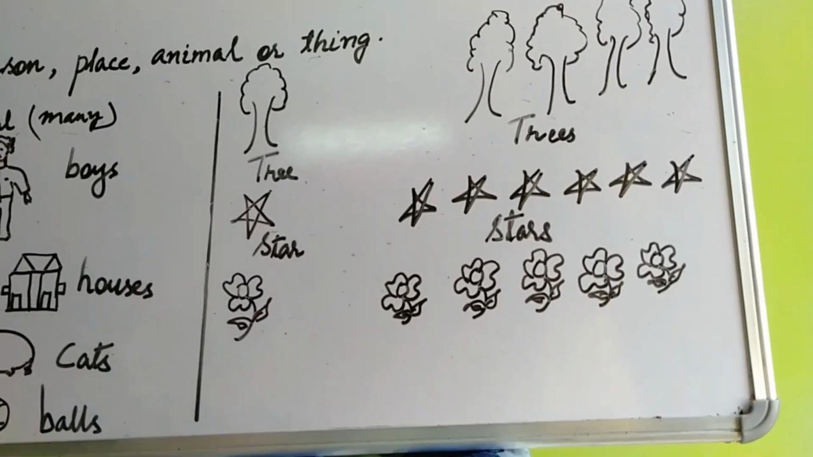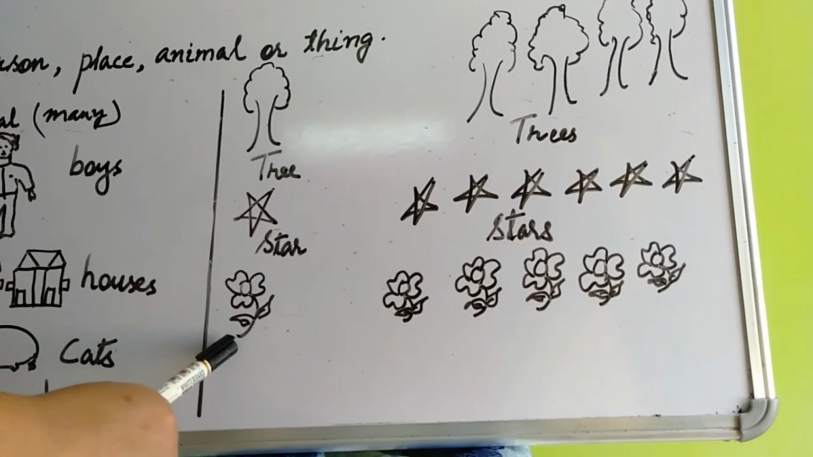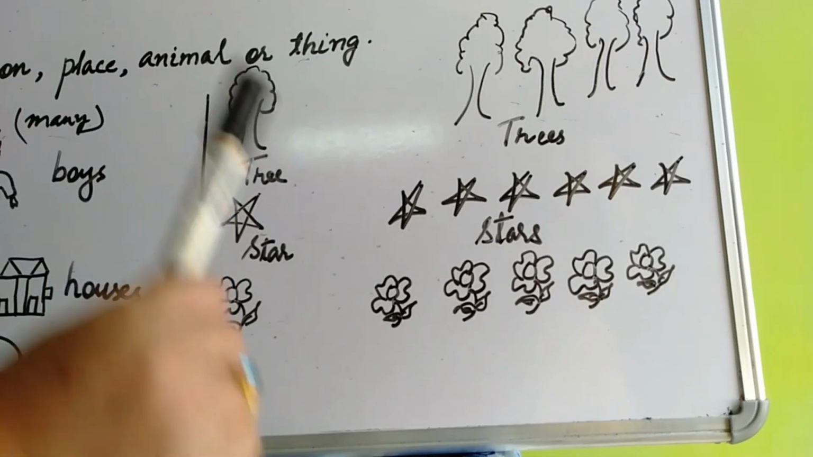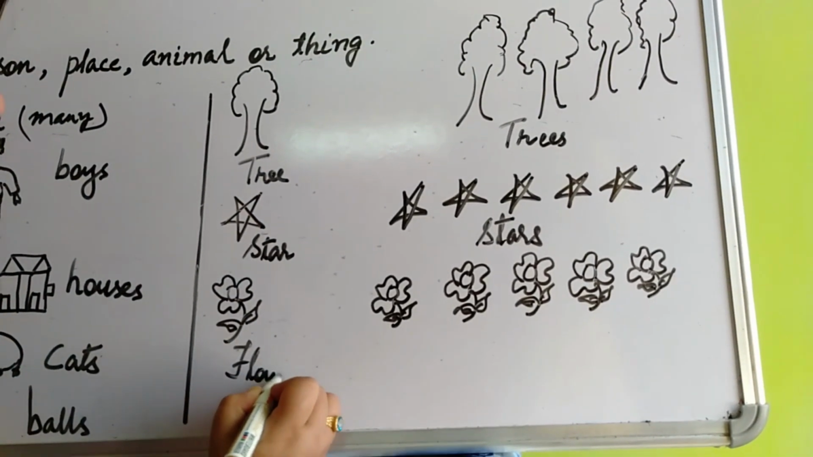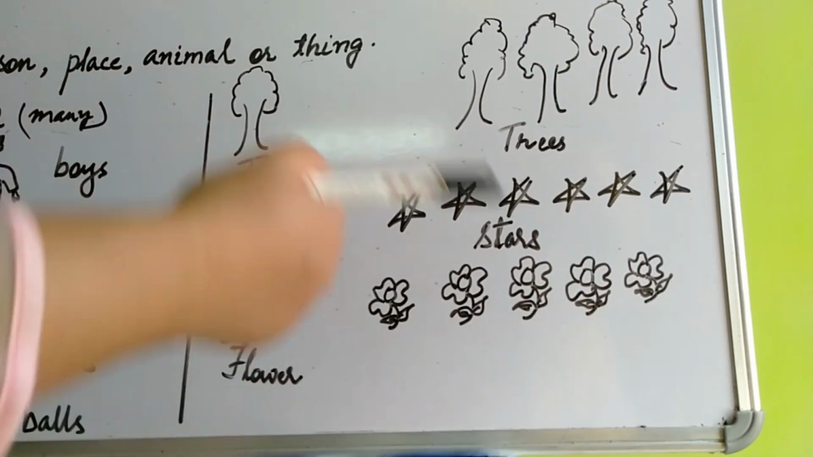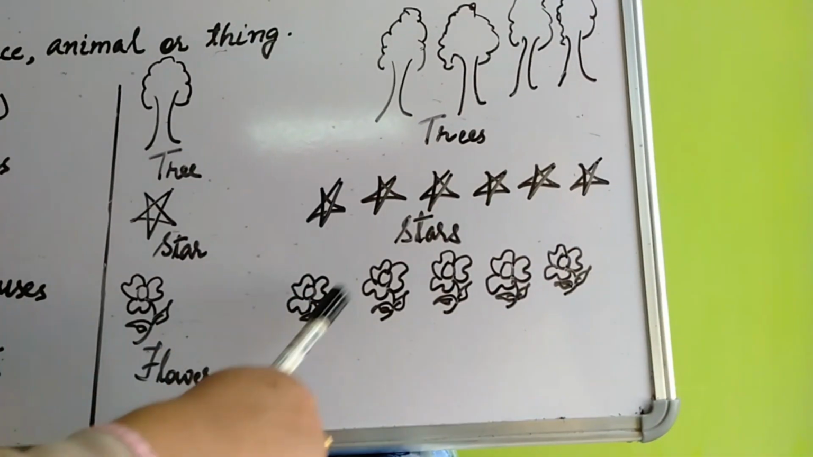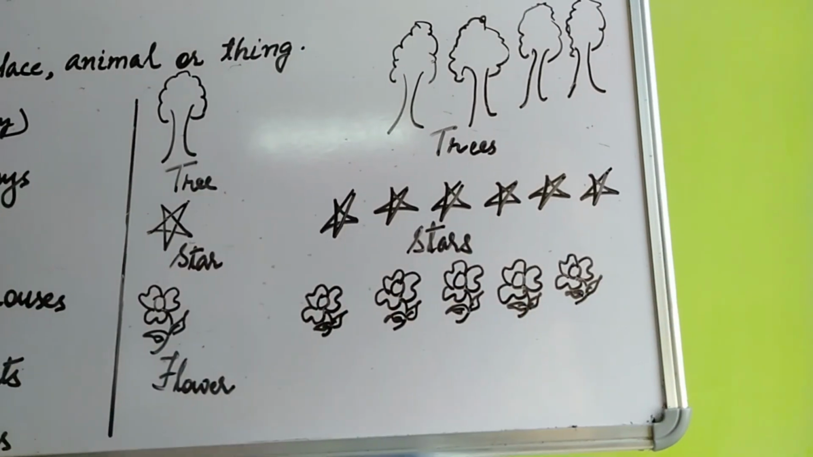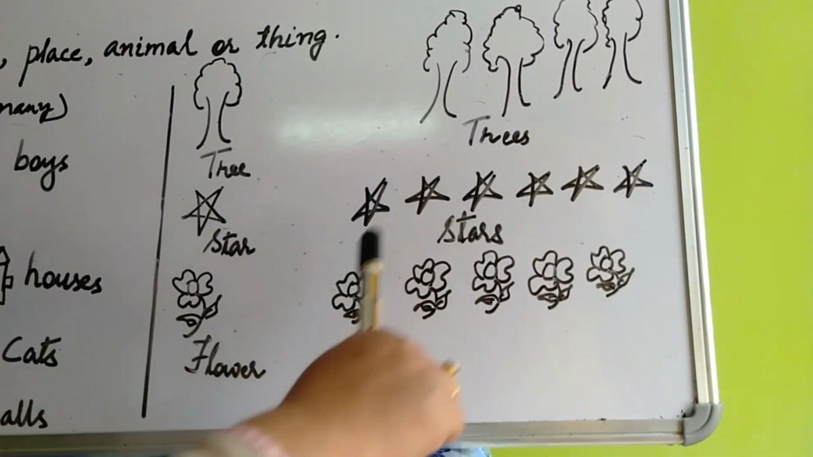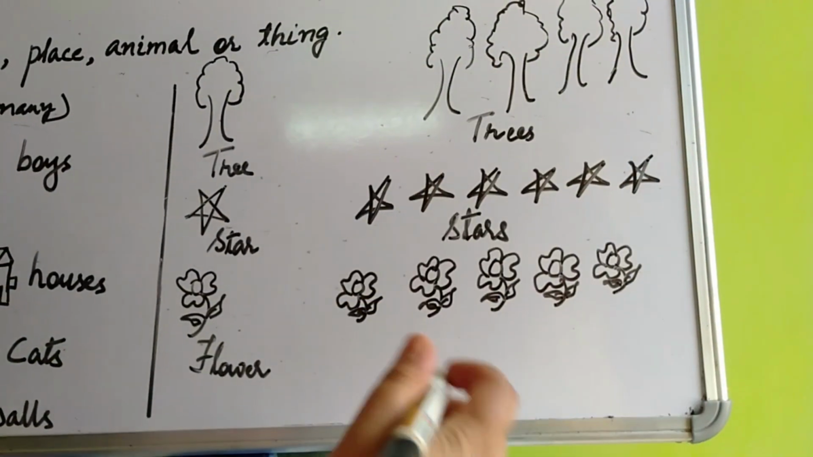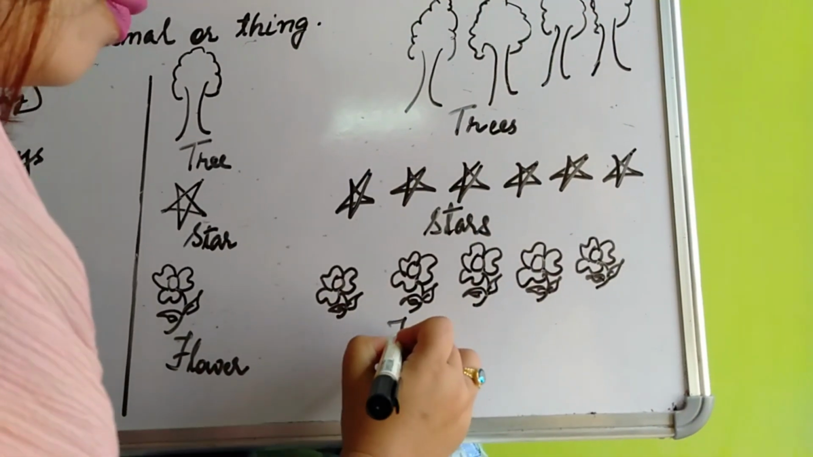Right. The last one, what it is? It is flower. It is in singular form or plural? Singular, because it is only one this side. So we call it as flower. On the other hand, other side, 1, 2, 3, 4, 5. So there are more than one flower. It is singular or plural form? It is plural because there are many, more than one. So we call it as flowers.